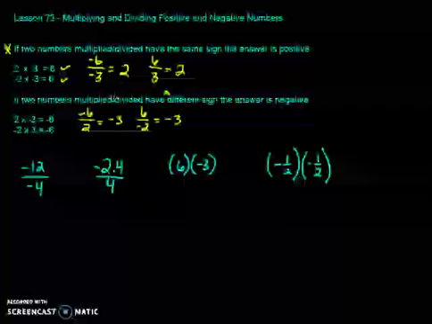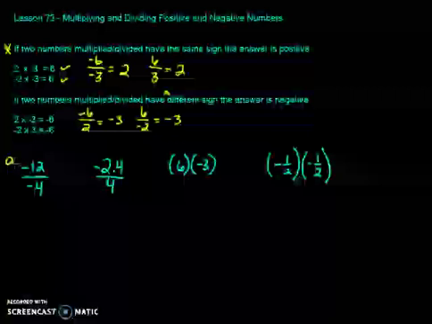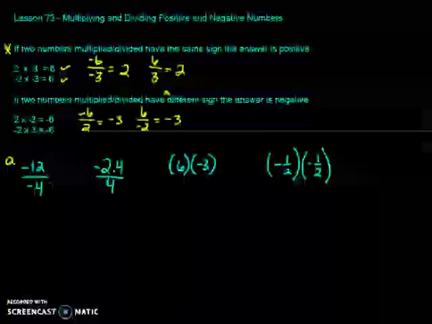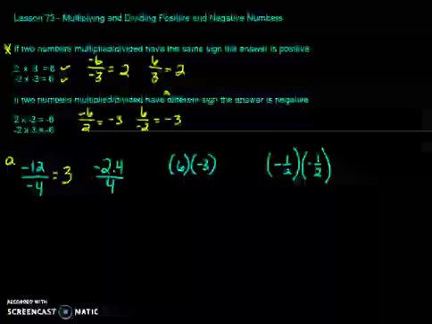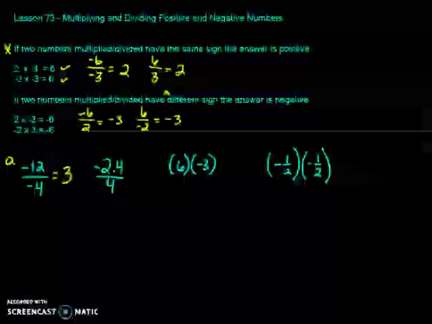Very easy. So I want you to do these problems here. Here's A. Go ahead and pause it and see if you can get this answer. The answer to this is positive 3. They're both negative, so the answer is positive. Pause it and see if you can get the answer to this. The answer to this is going to be negative because only one of them is negative. When we divide this, we're going to get negative 0.6.